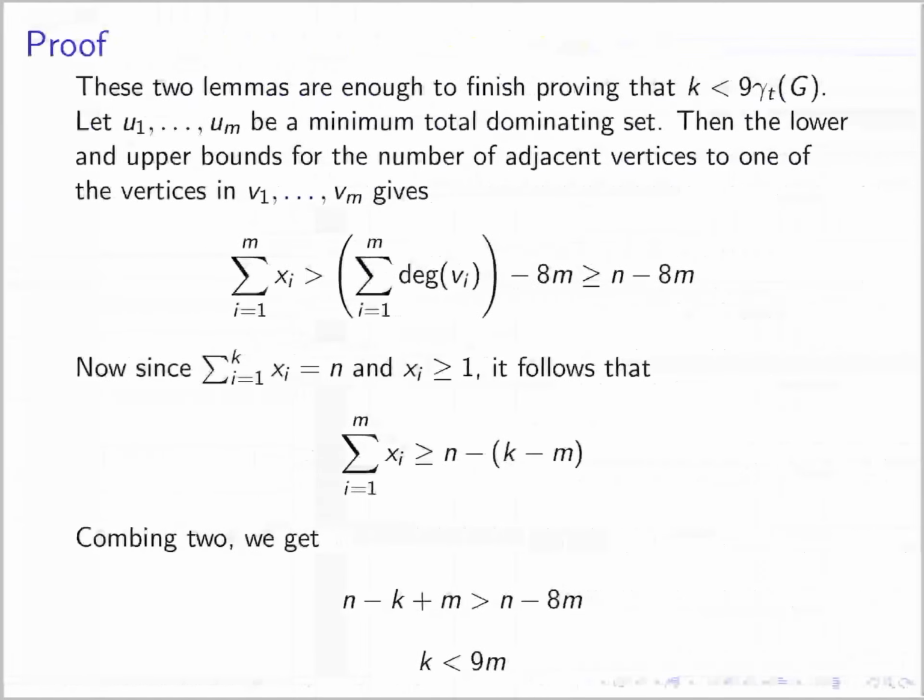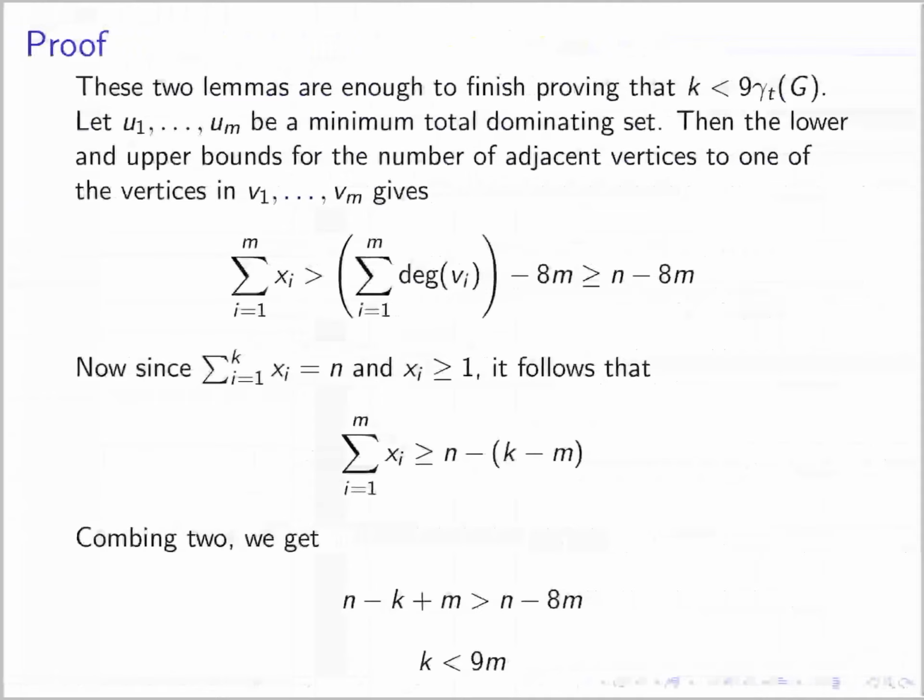Now, once we have these two lemmas, the proof of the approximation factor is relatively easy. Let U1 up to Un be a minimum total dominating set, and suppose that we take V1 up to Vm, the first m vertices with the highest weights, and we want to count the number of vertices adjacent to one of these vertices. We have an upper bound and a lower bound using the two lemmas, and if we compare these two bounds, we get the following inequality.